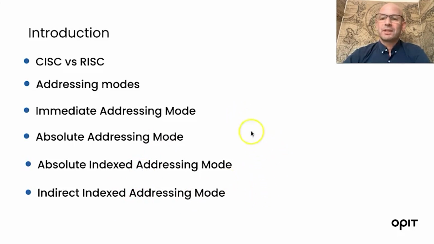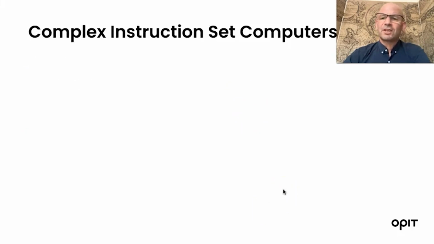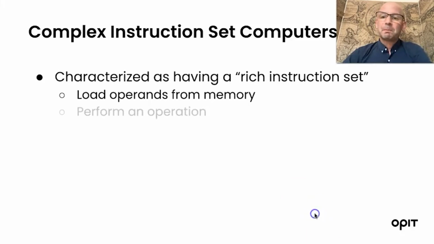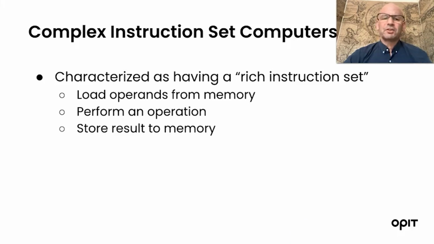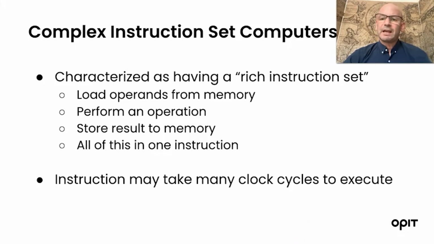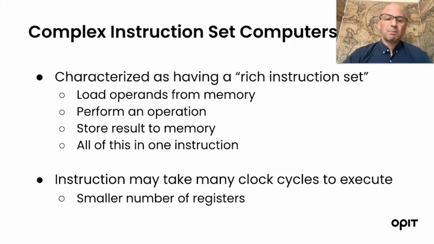And we're going to look at examples using HDL language to get a better idea of how each of these work. So first off, complex instruction set computers, or CISC, characterized as having what we call a rich instruction set. It loads operands from memory and performs an operation, and once it's finished the operation, it stores the result of that operation to memory. And it does all of this in one instruction. The advantage of this is that it's one instruction. The disadvantage, perhaps, is that the instruction may take many clock cycles to execute, but it requires a smaller number of registers.